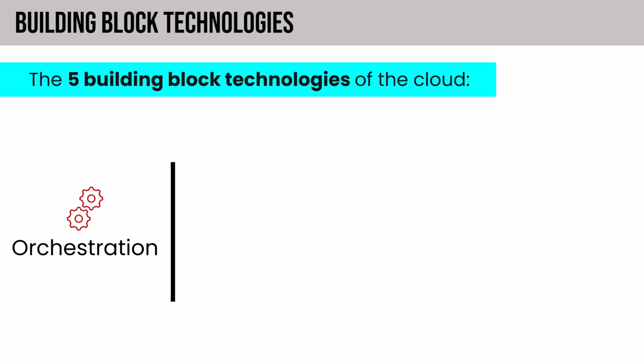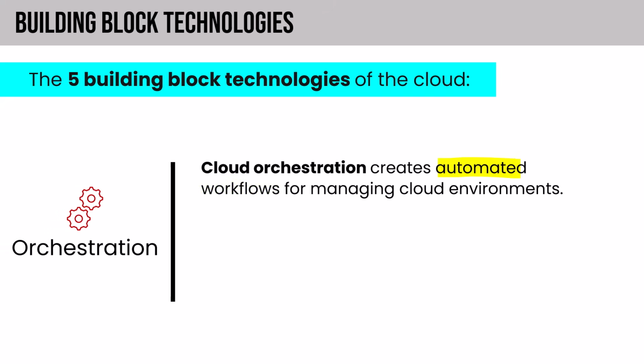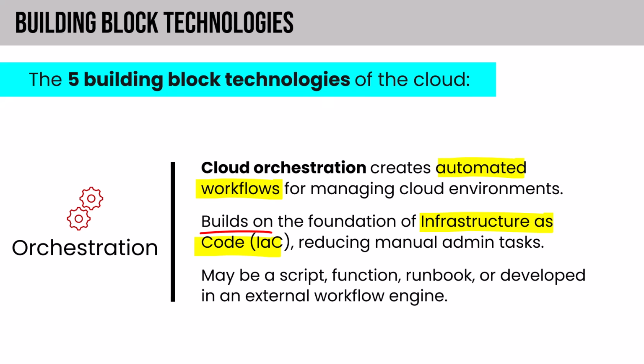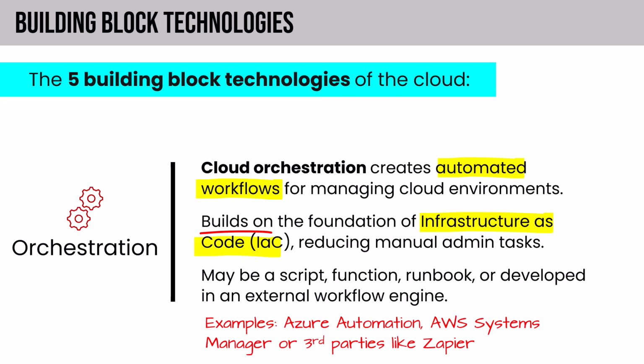So let's talk about orchestration, the fifth building block. So cloud orchestration creates automated workflows for managing cloud environments, building on the foundation of infrastructure as code, reducing manual administration tasks. And orchestration may be a script, a function, a runbook, or developed in an external workflow engine. So a few examples here: you have Azure Automation, AWS Systems Manager, or you could even look at third parties like Zapier that integrate with hundreds of services and multiple cloud platforms.